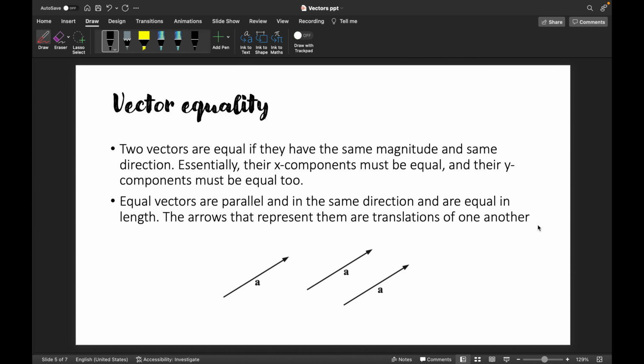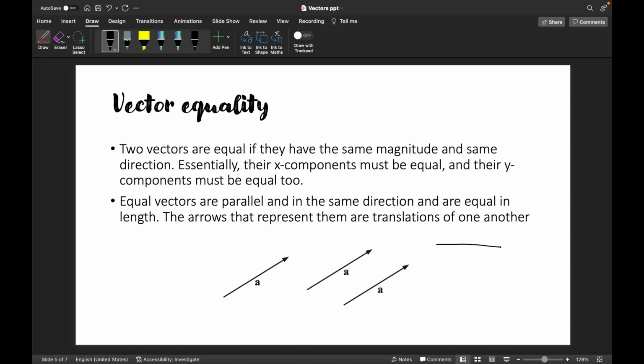Now we're going to look at vector equality. Two vectors are equal if they have the same magnitude and same direction. Essentially, their x components must be equal and their y components must be equal too. And equal vectors are parallel in the same direction and are equal in length. The arrows that represent them are translations of each other. So this has the same magnitude as this and this, and they have the same direction if you look at it. And therefore, these three vectors are equal.